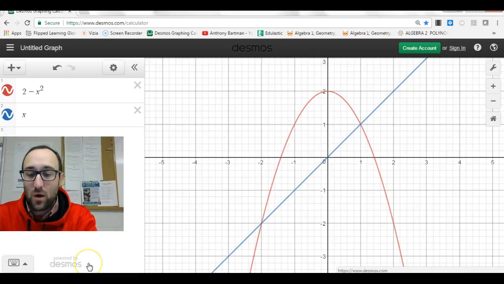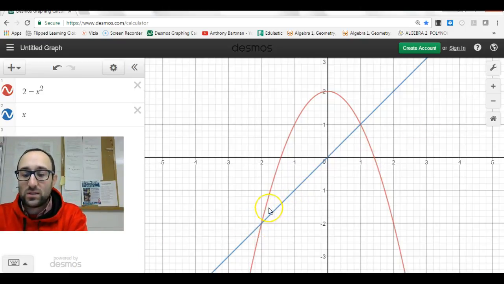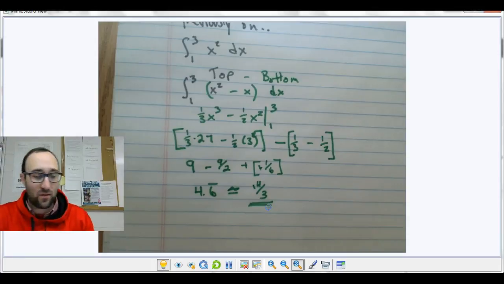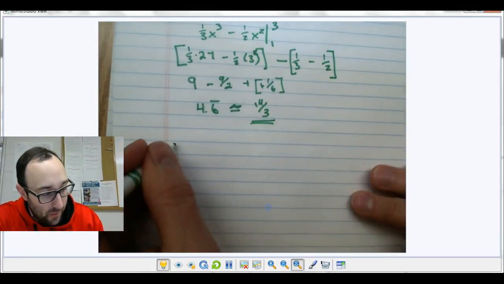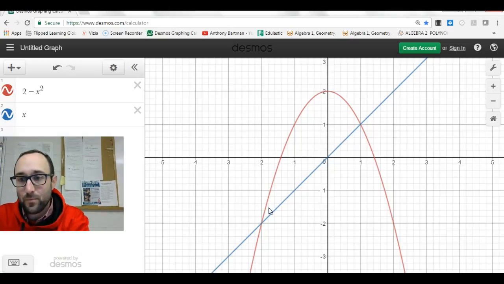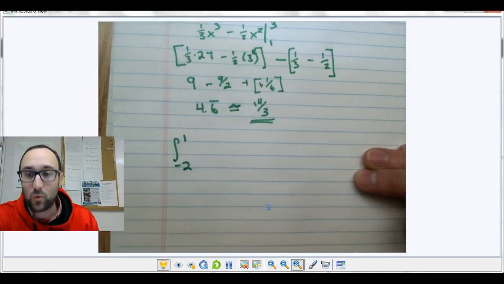All right, so here's what I'm going to ask you to do right now. First, tell me, if we're going from here to here, in between these two curves, what are the integral constraints going to be? Where am I going from, and where am I going to? What's the bottom part of the integral? What's the top part of the integral? So we're going to write out, the integral goes from where to where? Yes, the integral goes from -2 to 1.